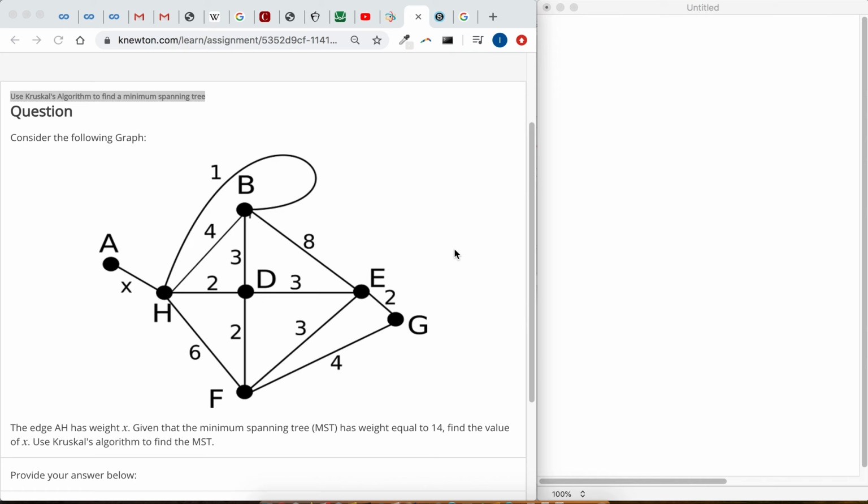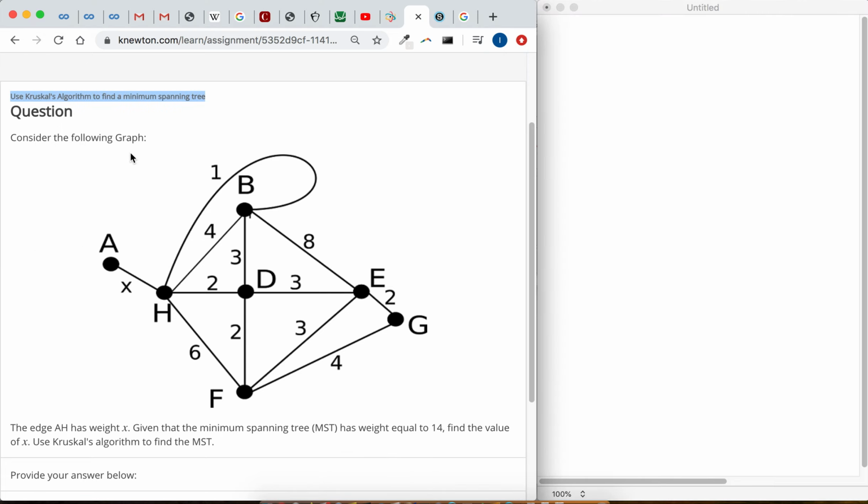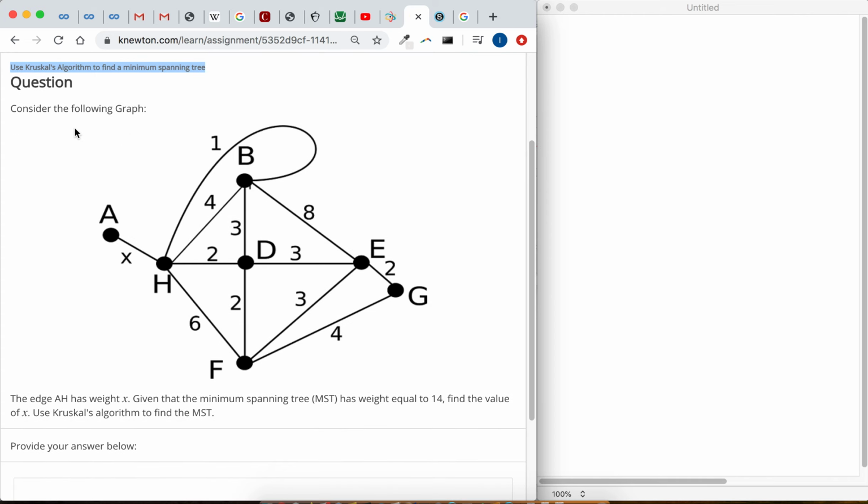To use Kruskal's algorithm to make a minimum spanning tree. How it works is you start basically with the smallest weight first, okay? So consider the following graph. The edge AH has a weight x, so it's a variable. We don't know what that weight is. Given that the minimum spanning tree has weight equal to 14, find the value of x.